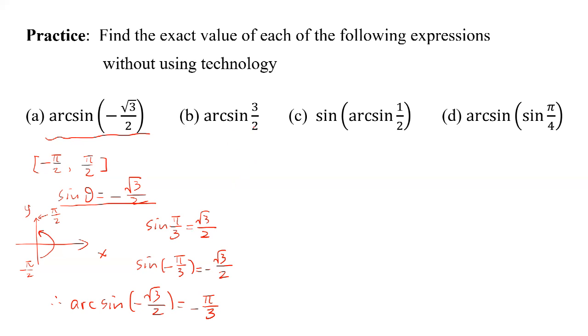Okay, next, arcsine of 3 over 2. So this means we need to find an angle, for example, theta, and the sine value of theta is 3 over 2, right? And according to the definition, the range of sine theta is -1 to 1. It cannot be 3 over 2, right? So this angle here is undefined.